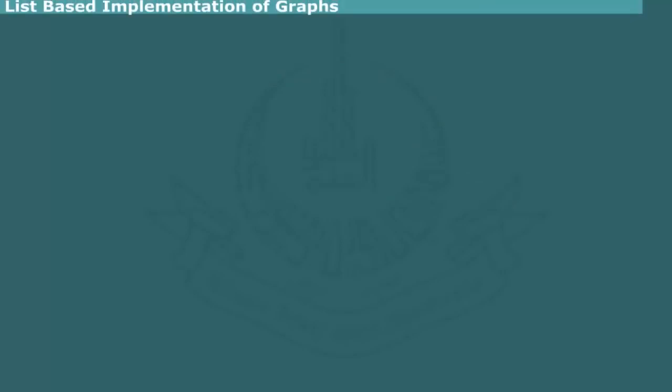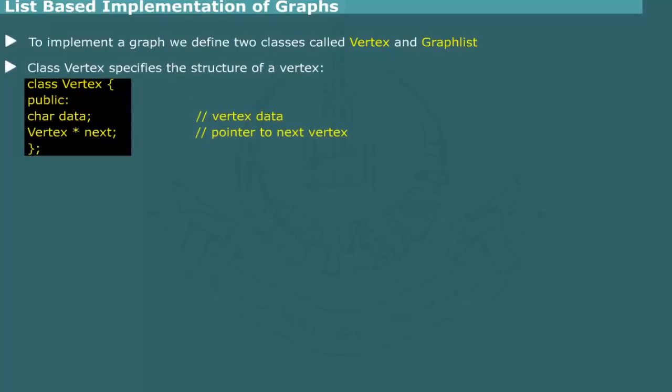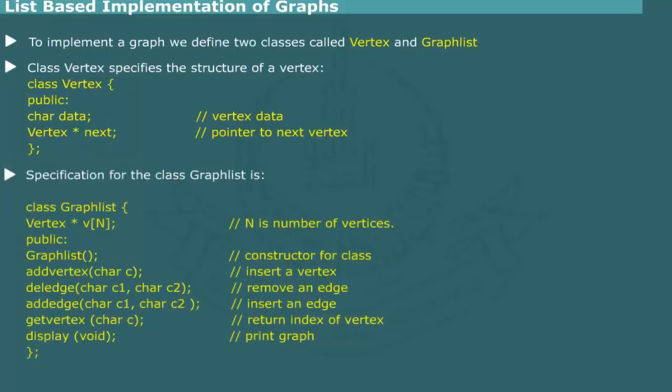List-based implementation of graph. In order to implement a graph using a list approach, we define two classes called vertex and graph list. The class vertex specifies the structure of a vertex. The specification for the class graph list is shown in figure. It is composed of an array of pointers v, which stores head pointers for each of the linked lists, and it includes the following methods.